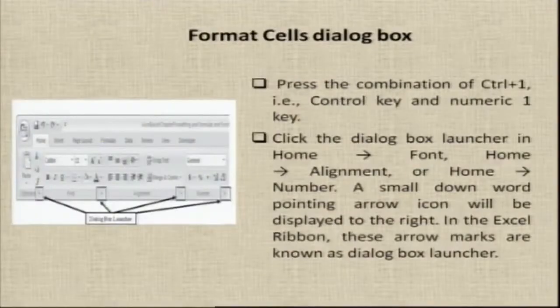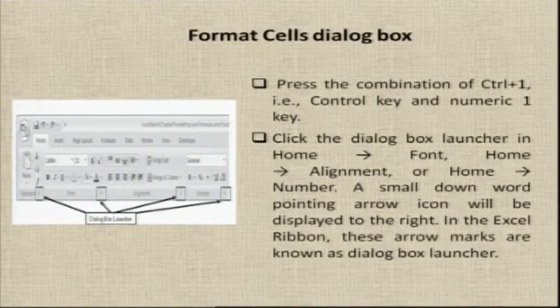You can also get this dialog box from your formatting toolbar. For that we just have to click the dialog box launcher. You can see from this screenshot that after the clipboard, and then after the font, there is a small arrow. If you click that particular arrow, you will get the dialog box. This arrow is called the dialog box launcher. The same arrow is available in alignment and also after the number set of tools.